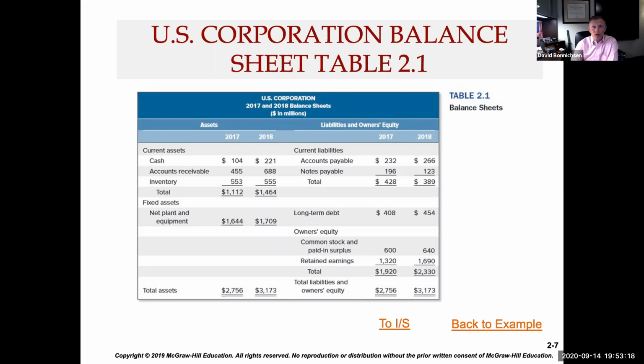There we go. That should have been a much faster response. Source of cash. Cash went up. Source of cash. Okay. Accounts receivable. Source of cash or use of cash if we went up in accounts receivable year over year?